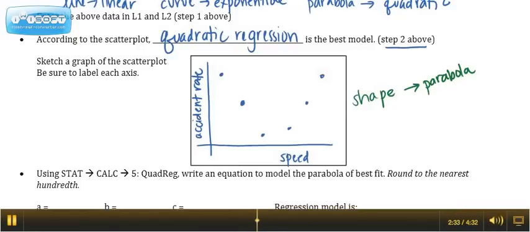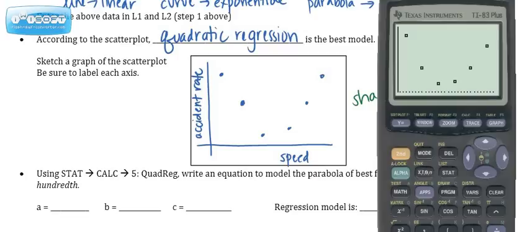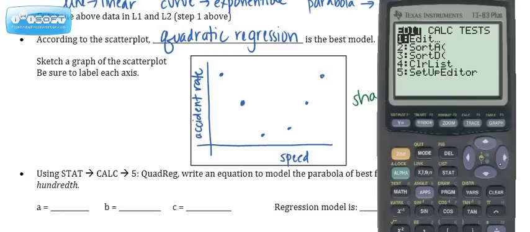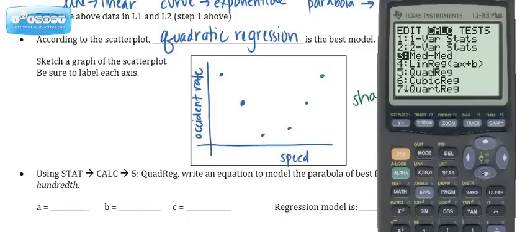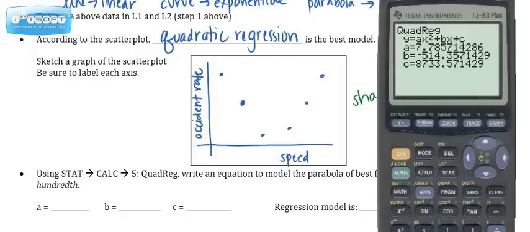Okay, so you should have your scatter plot down. Now what we're going to do is use quadratic regression to get our A, B, and C values for our quadratic equation. So what we're going to do is press stat again and go over to calc, and we're going to arrow down, or you can just press the number 5. Some calculators ask you to type in L1 or L2. Do whatever you've been doing in the past for linear and exponential regression. And then we're going to press enter.